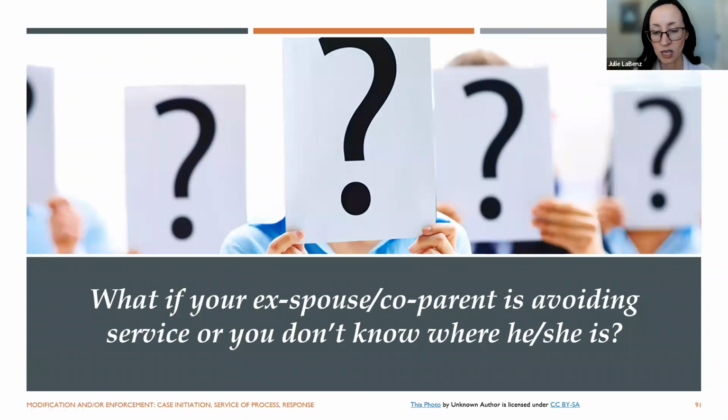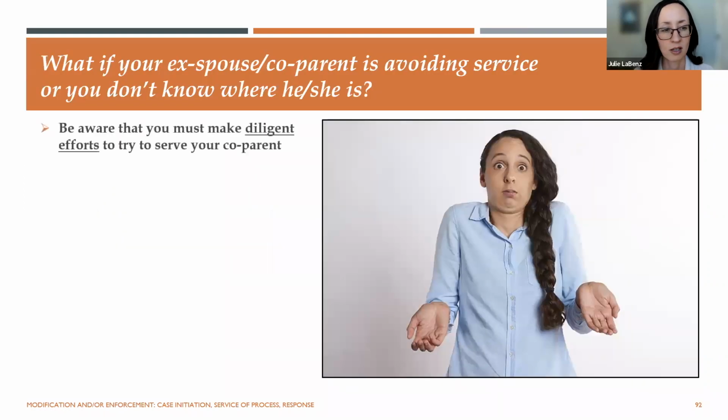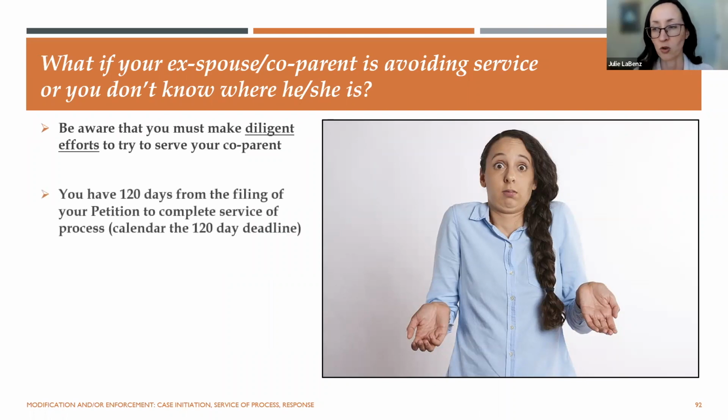What if you can't find the other party or they're avoiding service? What do you do with service at that point? Well, first you have to make diligent efforts to try to serve your co-parent. So you need to hire a process server and give it a try. You need to try certified mail. You need to try to communicate with your co-parent. Now, if you don't know where they are, you may need to hire a private investigator to locate information about your missing co-parent.